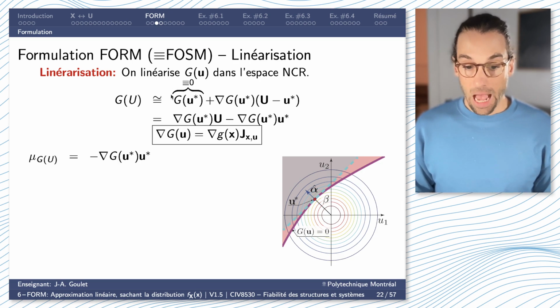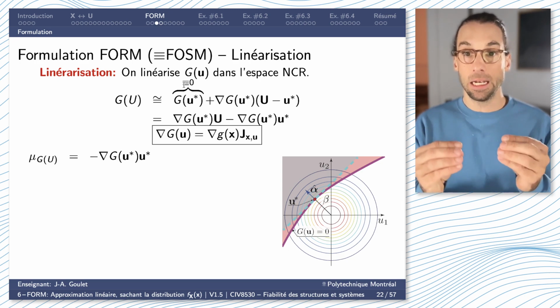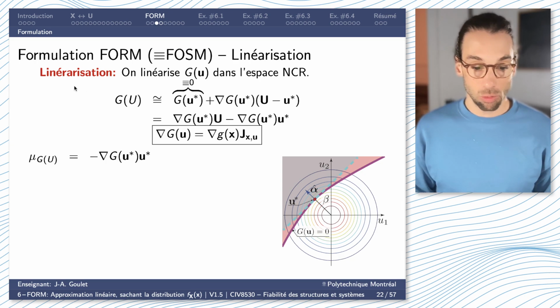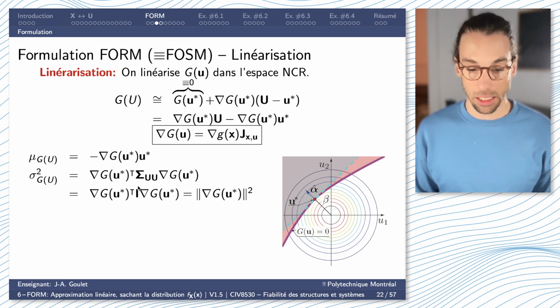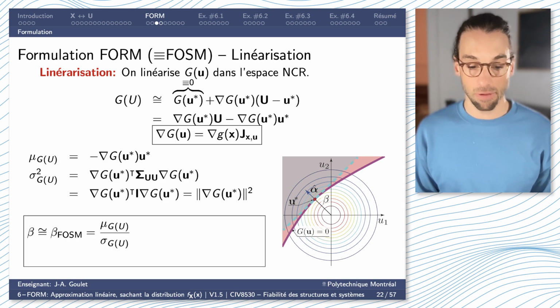So now that I have that linearized limit state function, I can directly propagate uncertainty to compute the mean of g of u. The mean of g of u is going to be the constant part, so minus gradient times u star. And the variance of g of u is going to be gradient times the variance of u. The variance of u here is the identity matrix times gradient transpose. So that gives me simply the square of the norm of my gradient vector.